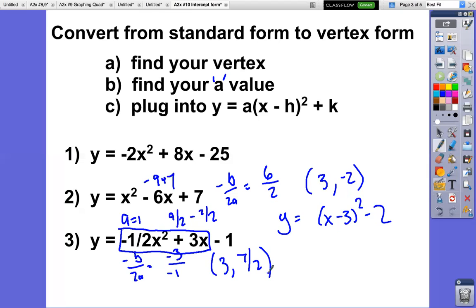And by the way, now that we're in your first higher level math class, I can tell you every math professor, every math teacher would rather deal with fractions than decimals. Fractions are more precise than decimals. Your A value is -1/2, so let's plug it in. Y equals -1/2 times (x minus 3) squared plus 7/2. And that's it.